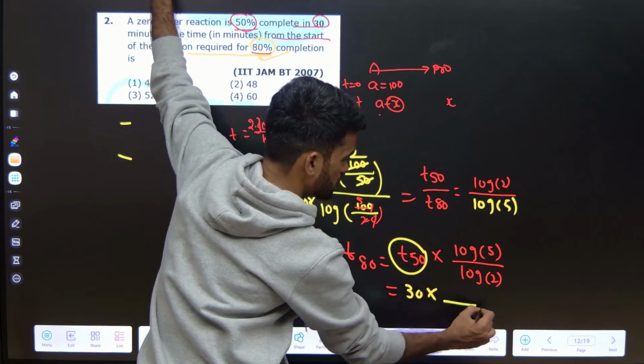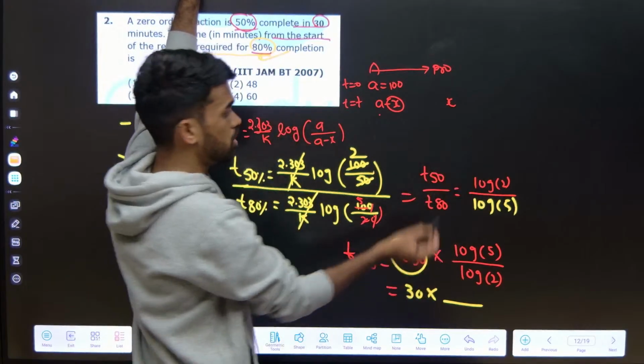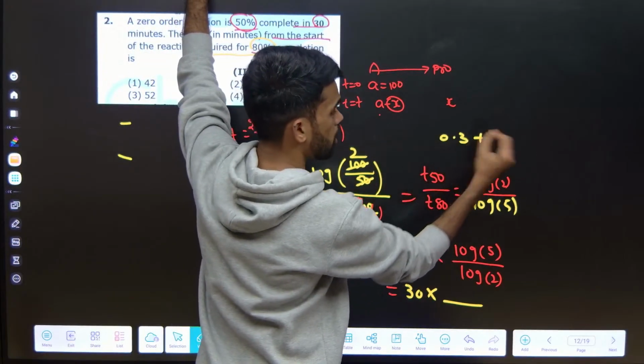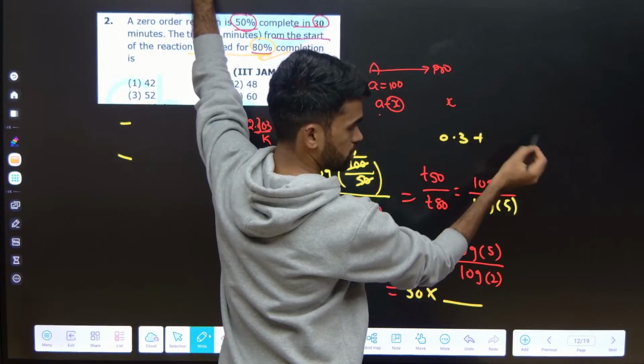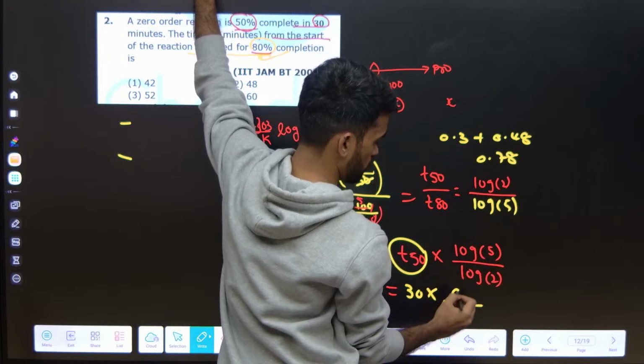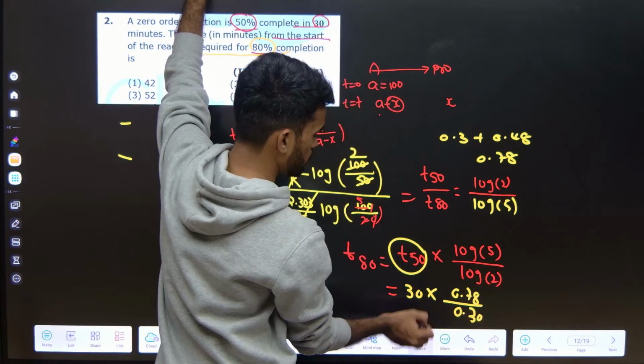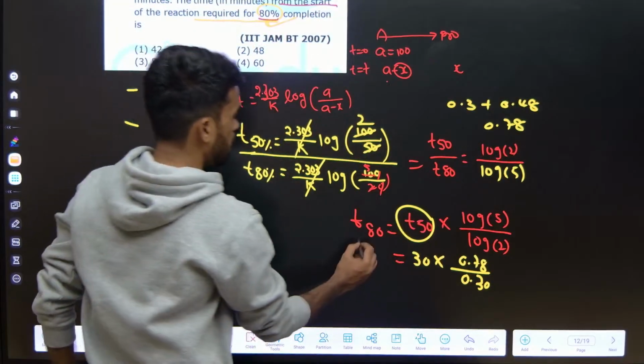Multiply this with log 5. So how much is log 5? You can write log 2 plus log 3 now. Log 2 is 0.3, log 3 is 0.48. It means 0.78 will be the log 5 value. Here 0.78 and here 0.30. So you just simplify this, you will get T 80%.